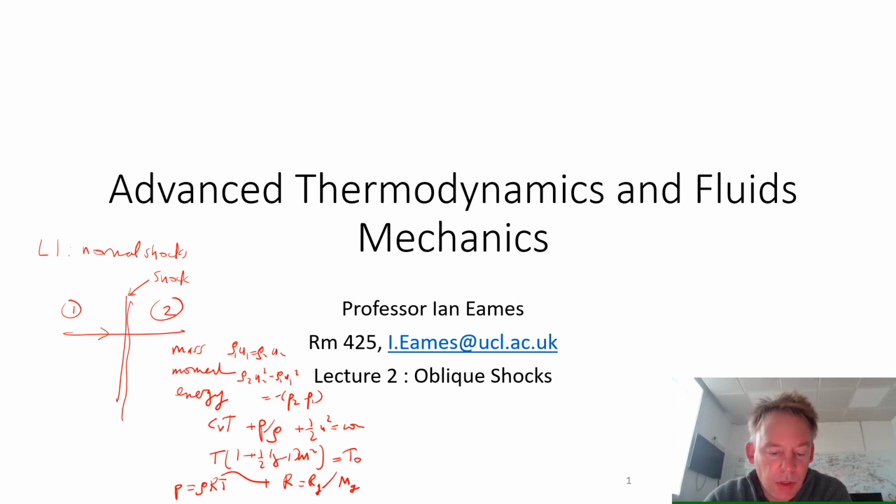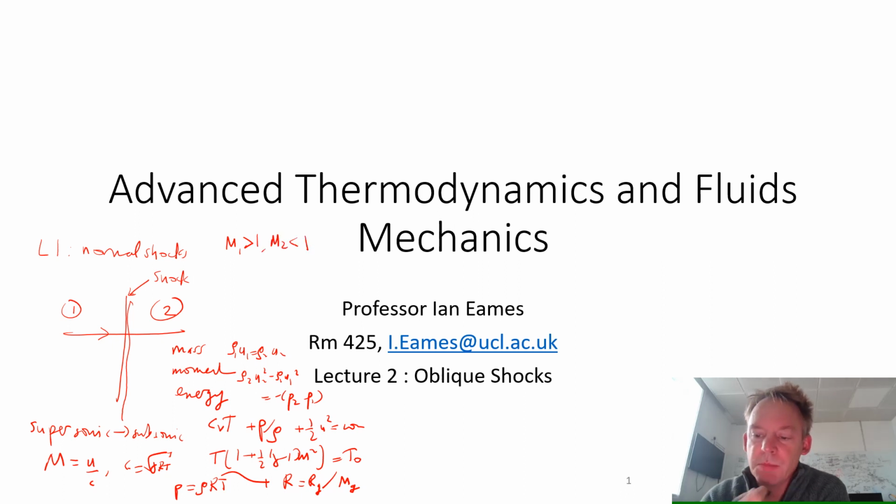The main features of this flow were that the flow would go from super to subsonic. If you remember, we had this discriminator, the Mach number, the local velocity divided by the local speed of sound, which varies spatially, and the speed of sound is the square root of gamma RT. The main features were that M1 is bigger than 1 and M2 is less than 1. We dismissed the other solution, flow going from subsonic to supersonic, on the grounds that the entropy would decrease, which the second law of thermodynamics means is not possible.